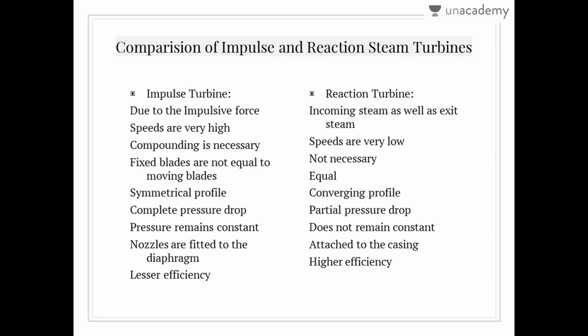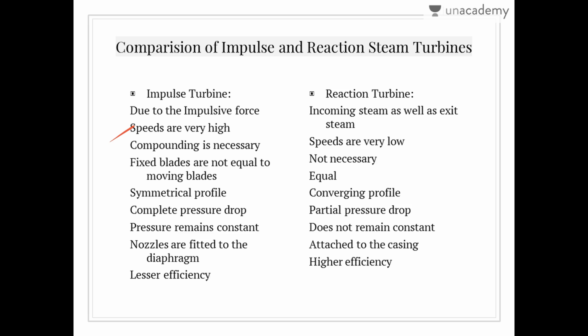Let's move on to the comparison of impulse and reaction steam turbines. In the impulse turbine, the power is obtained only due to the impulsive force of the incoming steam, whereas in the reaction turbine, the power is obtained due to the impulsive force of the incoming steam as well as the reaction of the exit steam. The steam and turbine speeds are very high in the impulse turbine, whereas in the reaction turbine, the steam and turbine speeds are very low.